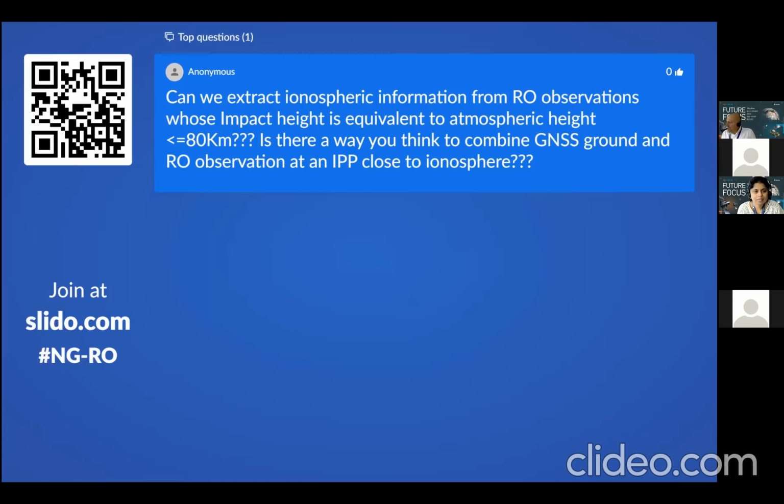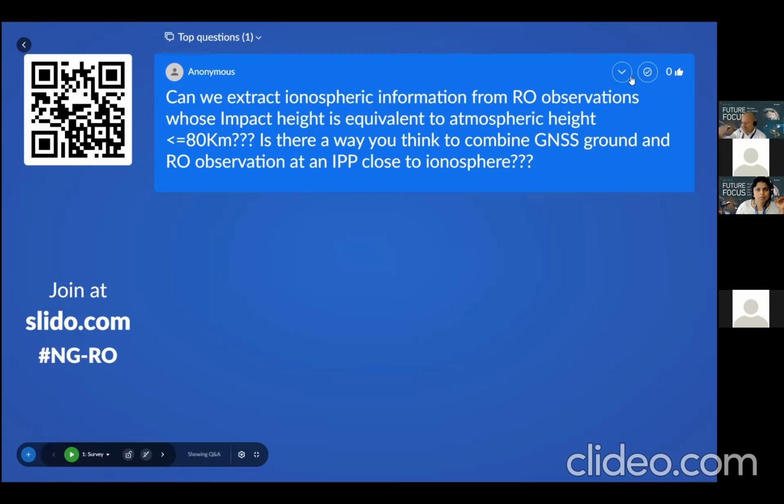Okay. And then, is there a way you think to combine GNSS ground and radio occultation observation? Yes, for sure. In these data simulation models or in the tomography, people who are doing this are for sure combining ground GNSS observations with LEO GNSS information.